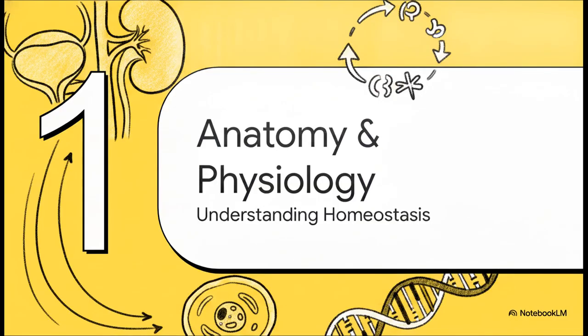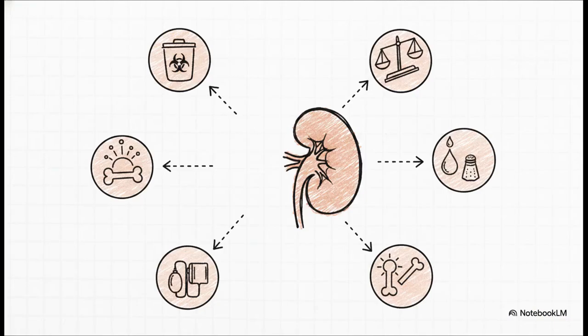All right, Section 1, Anatomy and Physiology. You know, there's a fundamental rule in medicine. We really have to thoroughly understand normal homeostasis before we can even begin to accurately identify pathology. When most of us think of the kidneys, we immediately just think of urine production, right? But they do far more than just make urine. They are literally the ultimate homeostatic regulators. They balance our acid-base levels, excrete metabolic waste and bacterial toxins, and tightly control our fluid and electrolytes.